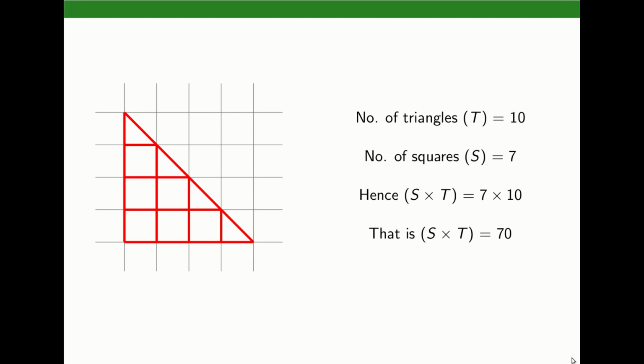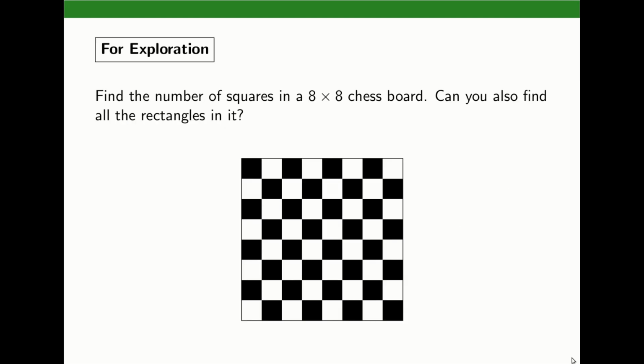Now before we call it a day, I'm going to share a problem for your own exploration. You can solve it and share your solutions in the comment box. The problem is this. Find the number of squares in an 8x8 chessboard. Can you also find all the rectangles in it?